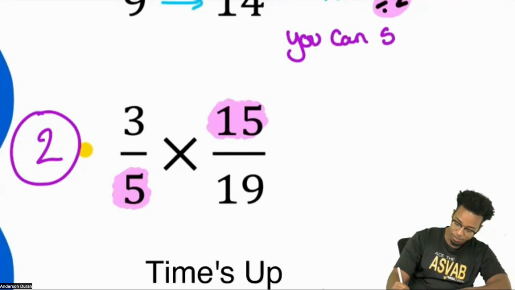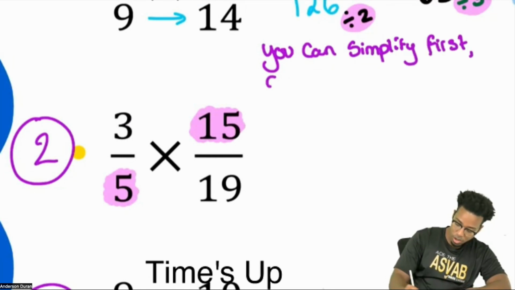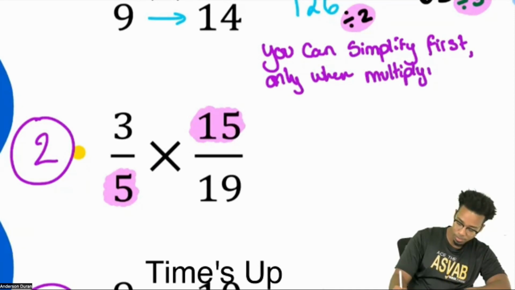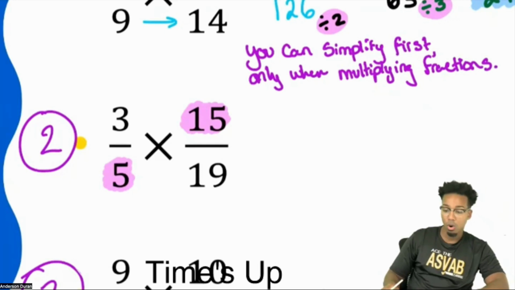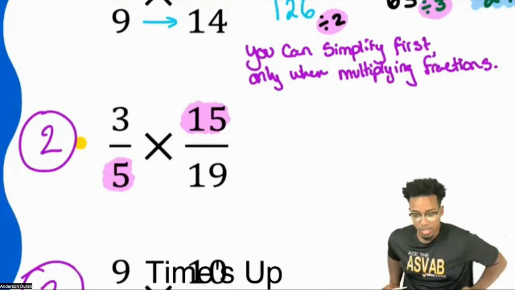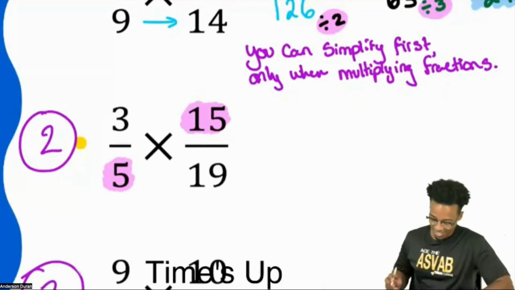Write that down. You can simplify first only when multiplying fractions. All right, only when multiplying fractions. So you need my cheat codes? Take my class. All right, so with that said, here we go.